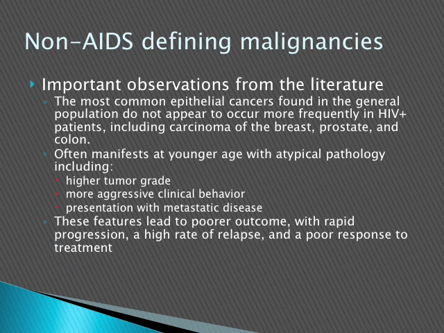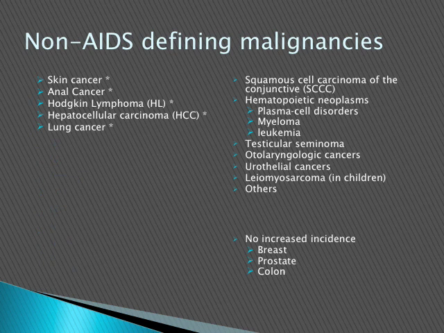Important observations in the literature that we've been able to make: number one, the more common epithelial cancers found in the general population, I mentioned this earlier, breast, prostate, and colon, are actually not increased in the HIV population. These cancers often present at younger ages with atypical pathology, including higher tumor grade, more aggressive clinical behavior, and presentation with metastatic disease. And these features lead to poor outcome, rapid progression, high rate of relapse, and poor response to treatment. So there's a whole lot of these.